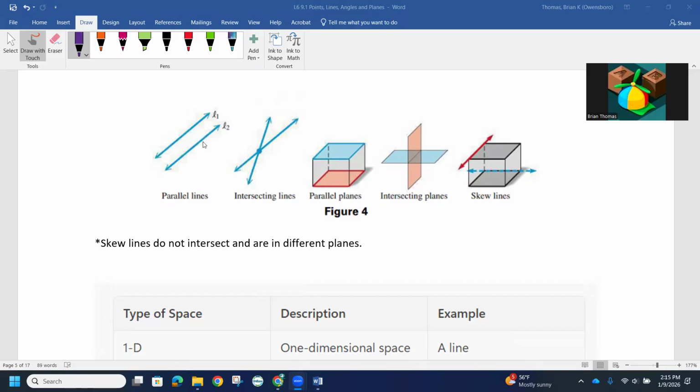And they don't intersect. They're just the same distance from each other. So most of the time we just kind of call parallel lines like railroad tracks. They just run equal distance from each other. And since these are lines, they do this forever.